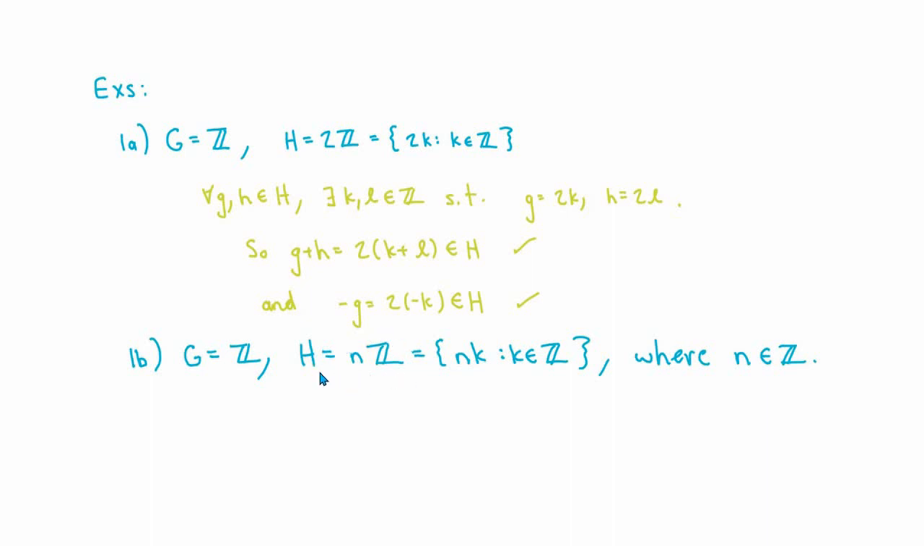Now, 2 special cases to point out here are when n is 0, in which case H is just the subgroup consisting of the single element 0, and when n is plus or minus 1, in which case H is all of Z. For all other choices of n, the subgroup nZ is going to be an infinite subgroup of G, which is not equal to all of G.